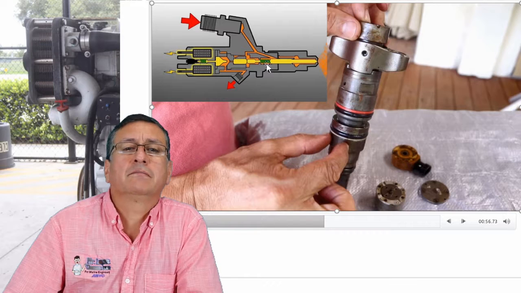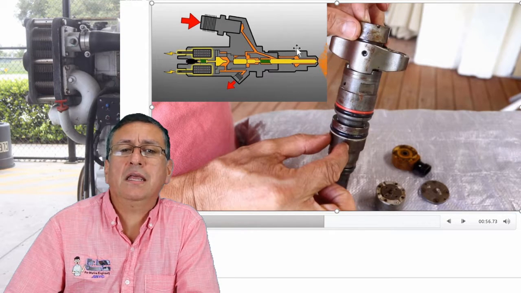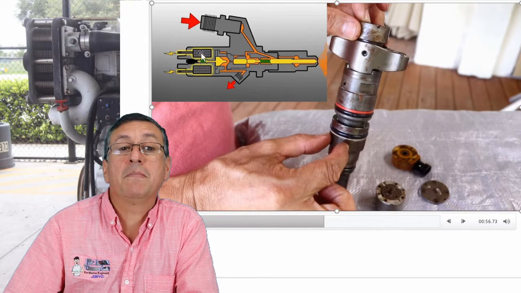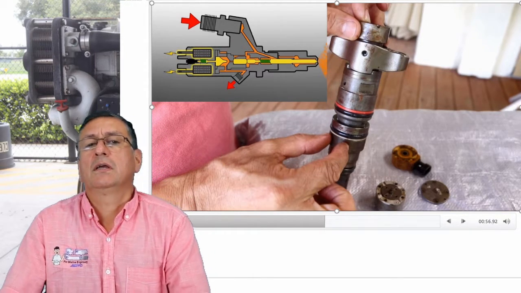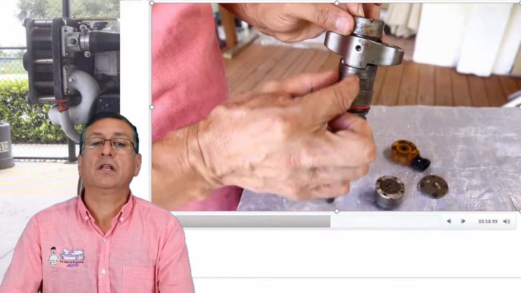Yeah, that's the system. Internally, this part of the construction is similar to the previous one, but the secret is here in the solenoid. When the solenoid is activated, this pin goes up or goes down, and the fuel passes or doesn't pass. That's the input of the fuel, and this is the return of the fuel.